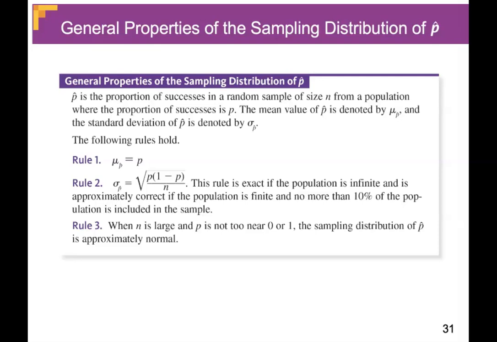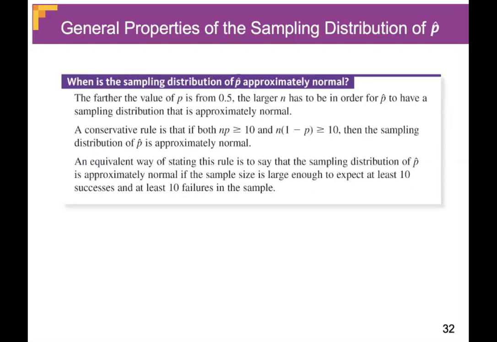And then one thing also to notice is that when your n is large, and as long as p is not too close to 0 or 1, as long as it's somewhere kind of in the middle, then the sampling distribution will be approximately normal. And so we can use all of the stuff that we learned in Chapter 6 about normal distributions to answer questions. Now, the further you get from 0.5, the larger n you'll have to have in order to make this normal approximation.